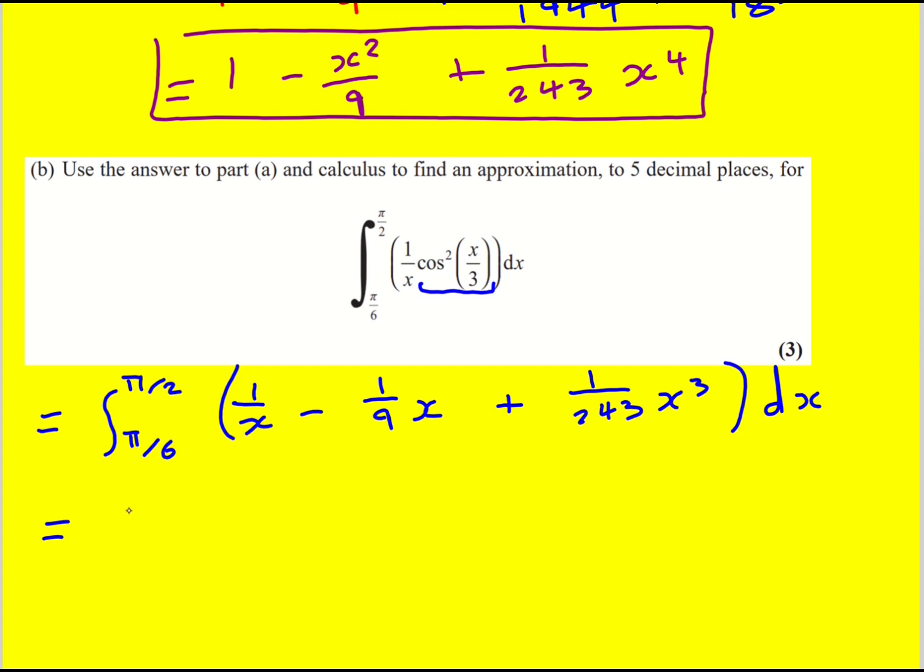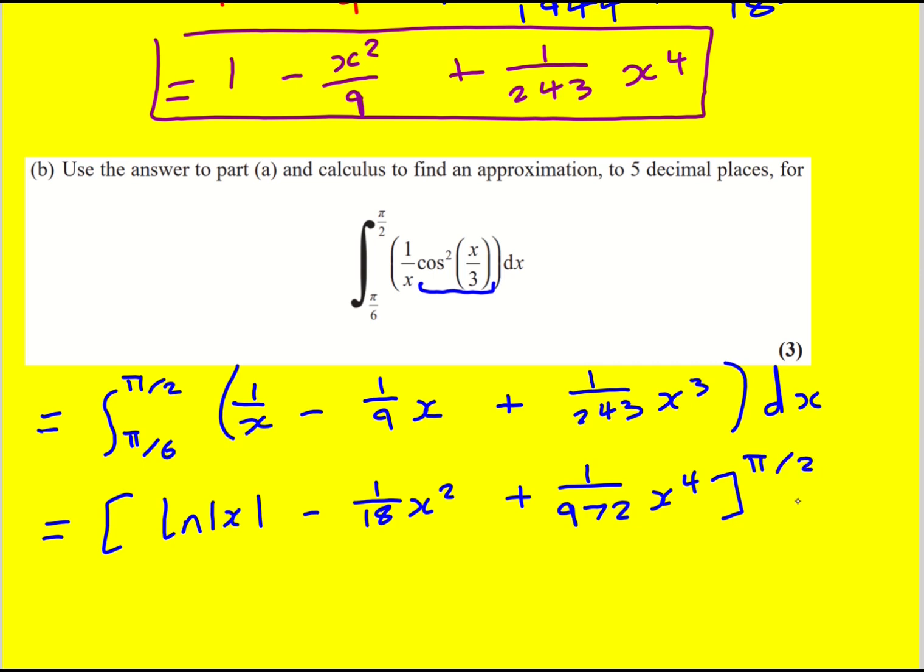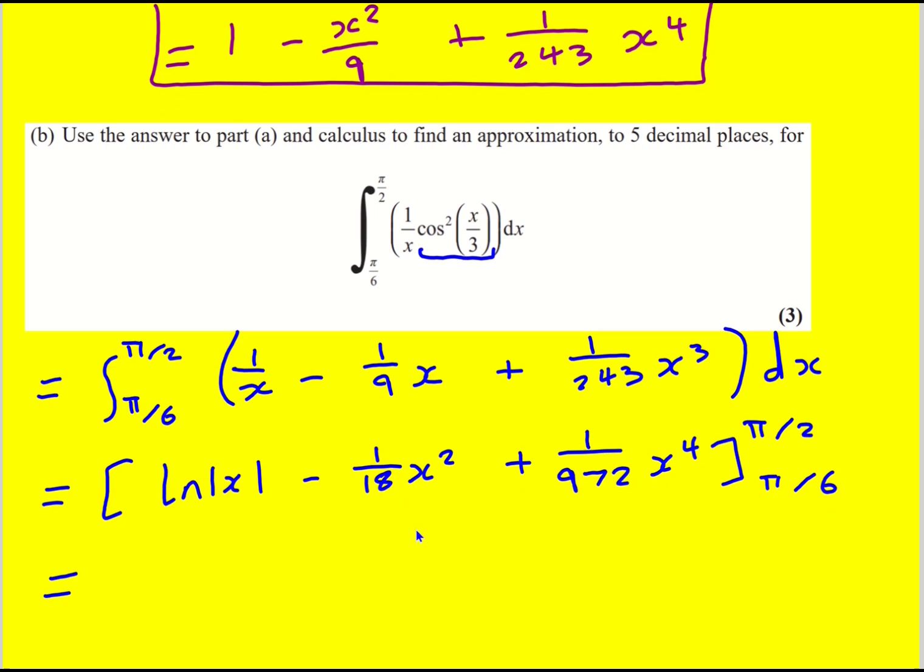And let's integrate. I'm going to get ln x minus, x squared goes to half x squared, so we're going to get 1 over 18 x squared. And then divide 1 over 243 by 4. That actually gives 1 over 972 x to the 4. Now you don't have to write, like, sub it in. Often with these sorts of integrals, yeah, you would then write a whole line putting pi over 2 in place of x and then minusing. I wouldn't worry about it here. Just put it in your calculator.